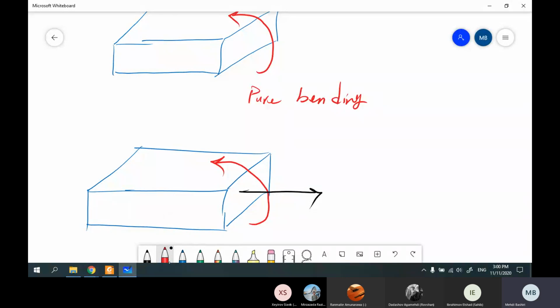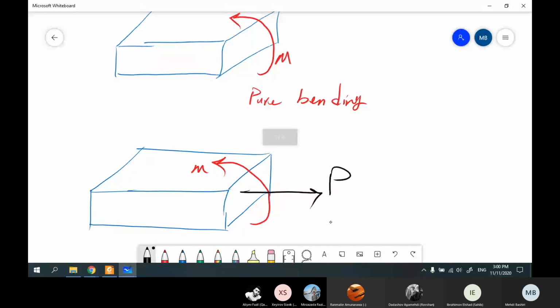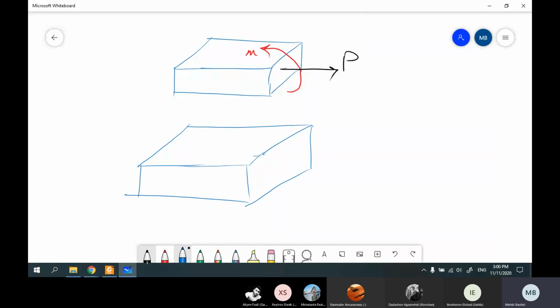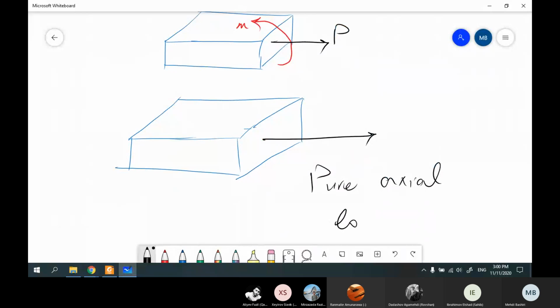So this case is pure bending, and this case is the combination of moment for bending M and P. We may have a third case like this, pure load or pure axial load. I'm gonna talk about the stress distribution in each of the three cases.